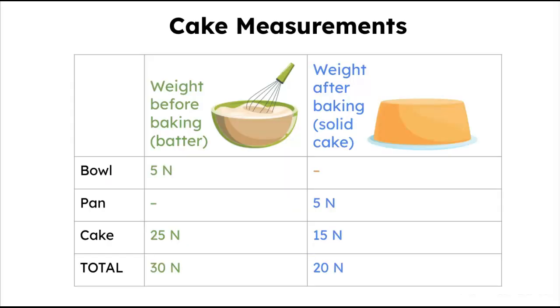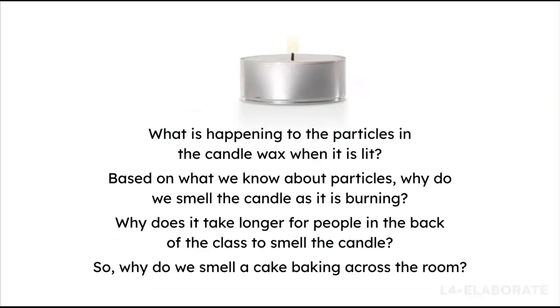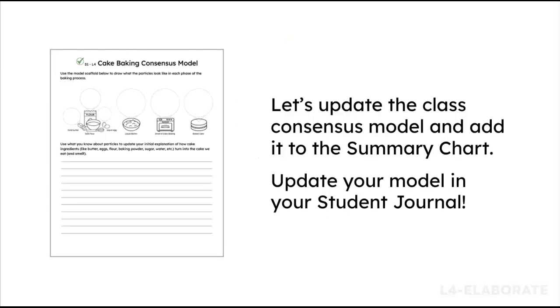For the elaborate portion, you'll display the cake measurements and relight the vanilla-scented candle. You'll ask students questions about the particles in the candle wax and why we can smell it when it's burning and why we can smell a cake baking across a room. You'll add answers to the summary chart. You'll then update the class model and include it in the summary chart.